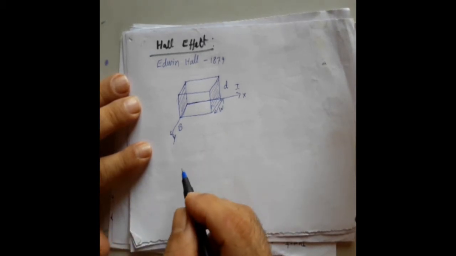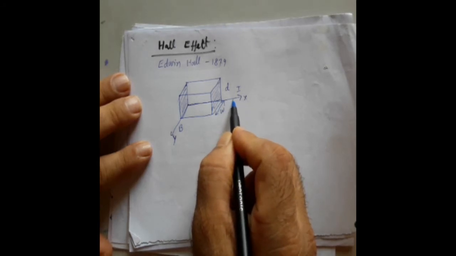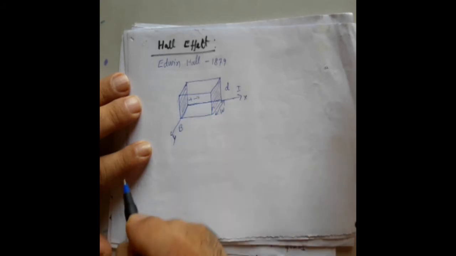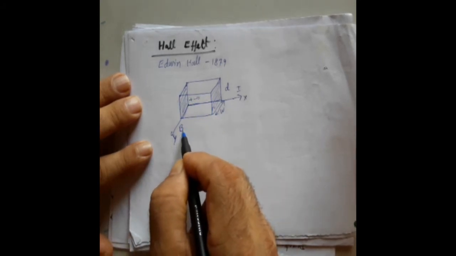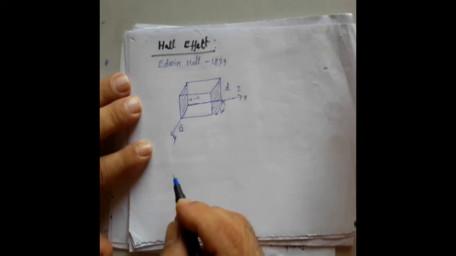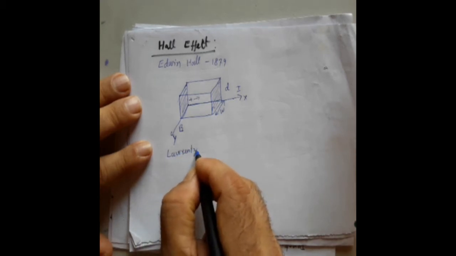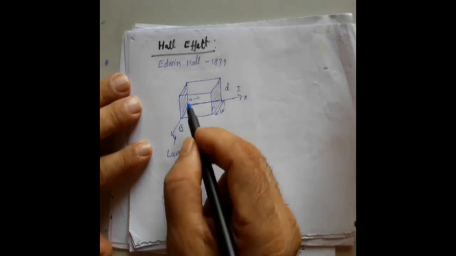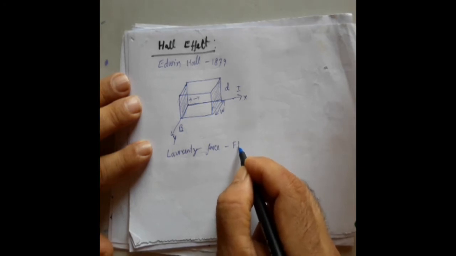So what exactly is going to happen? When a conductor is allowed to carry a given current, positive charges are moving along this direction, and these positive charges experience a mechanical force when kept in the presence of a magnetic field. According to the scientist Lorentz, a force is created on each charge in accordance with Fleming's left hand rule. This force is called the Lorentz force.